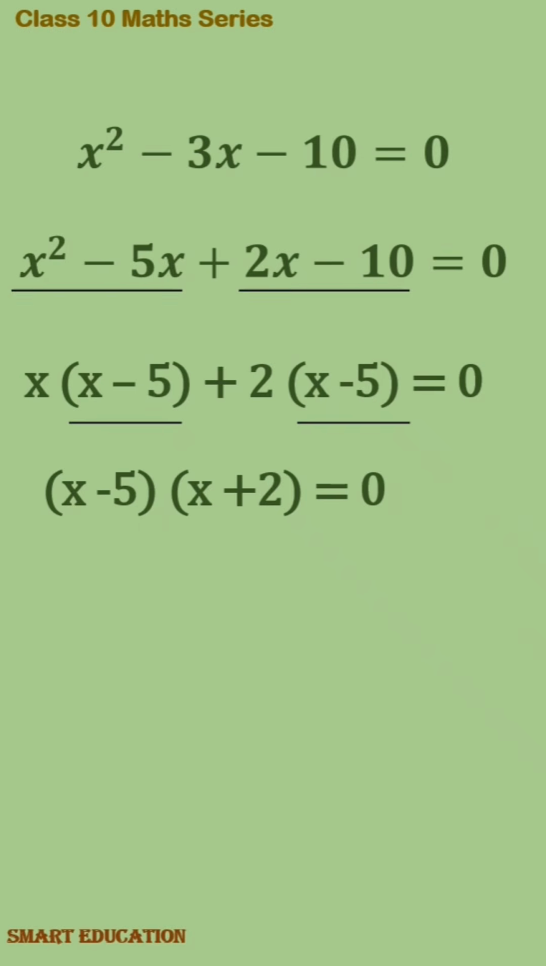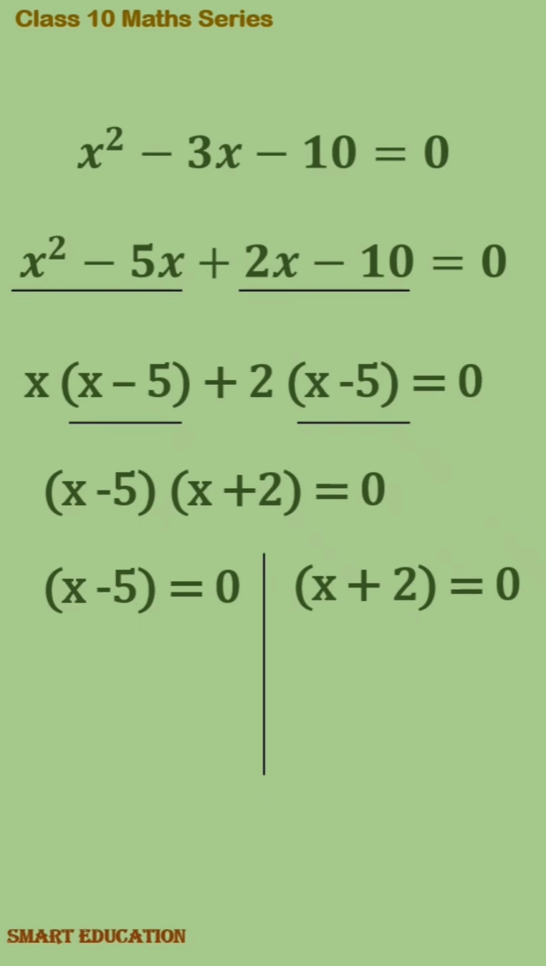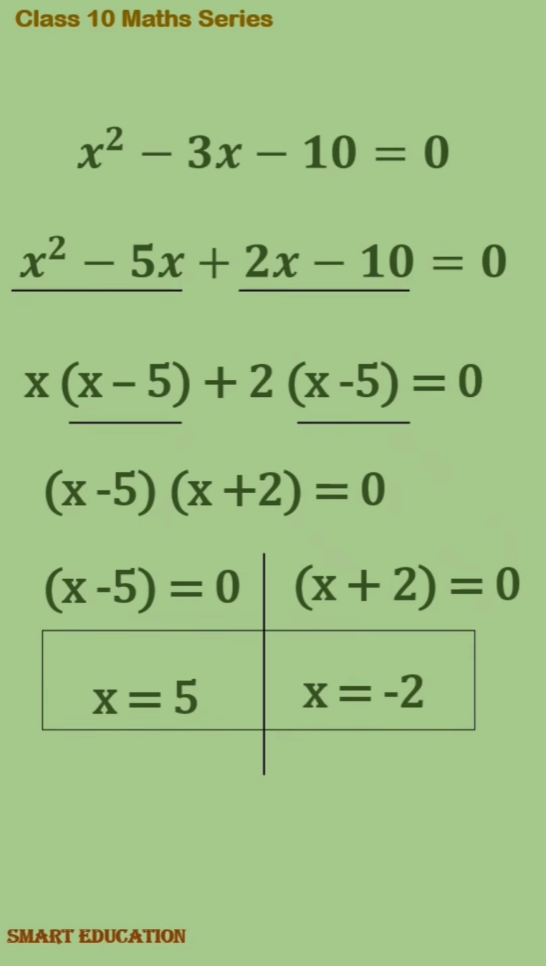हमने पढ़ा है जब दो नंबर्स का मल्टीप्लिकेशन इज इक्वल टू 0, दैट मीन्स आइदर ऑफ वन इज 0. Either x - 5 is 0 or x plus 2 is 0. Solving this, we get the answers as x equal to 5 and x equal to -2. So this is going to be the solution of the given equation.